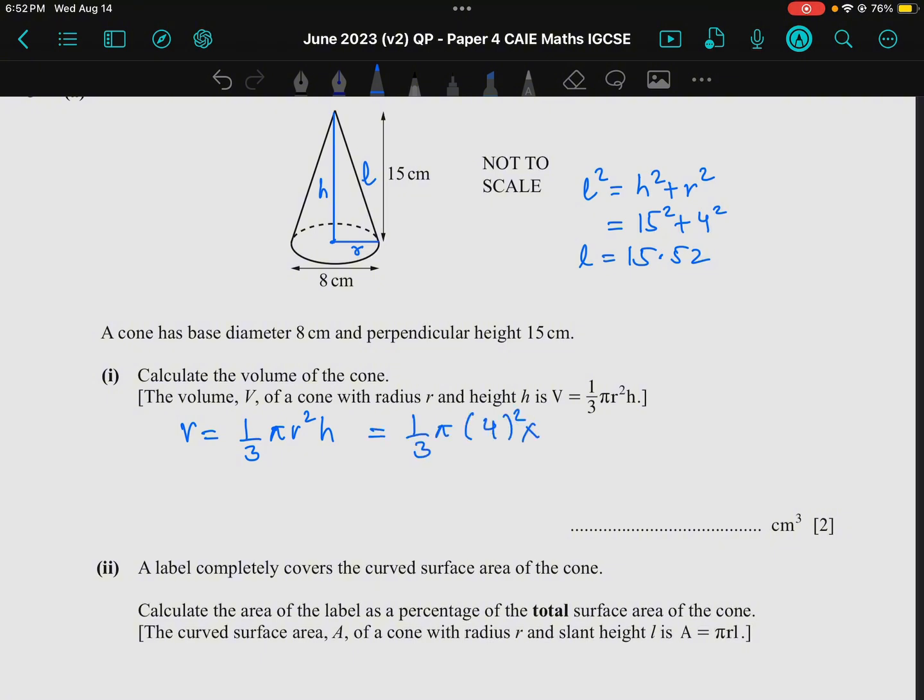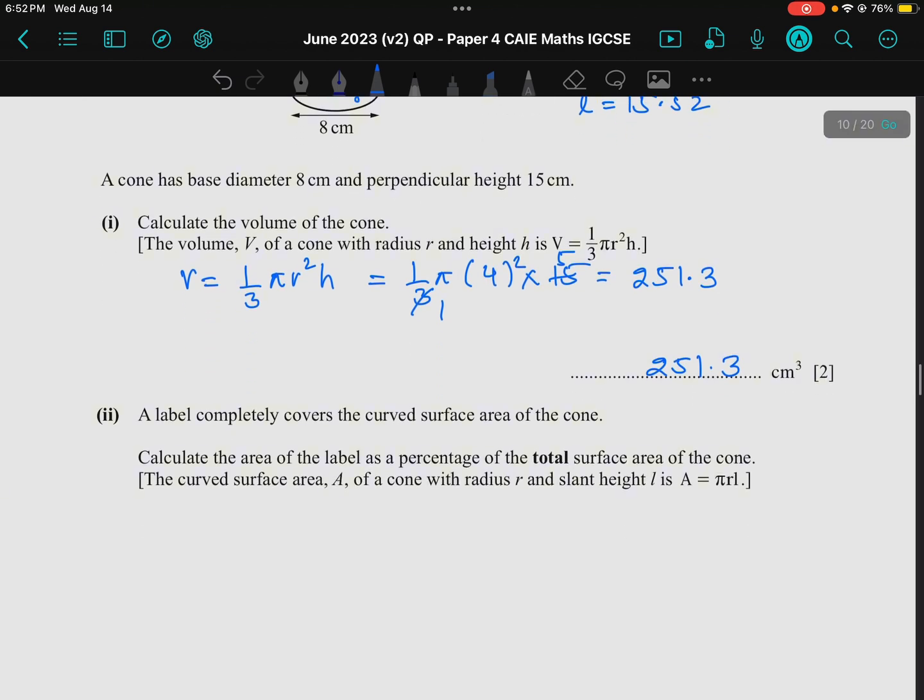So volume is equal to 1 upon 3 pi r square h, which is 1 upon 3 pi, r is 4 square, into h is 15. Here we are not using slant height, just 3 1s are 3, 3 5s are 15. Put this in your calculator. So you'll be getting 251.3 centimeter cube.